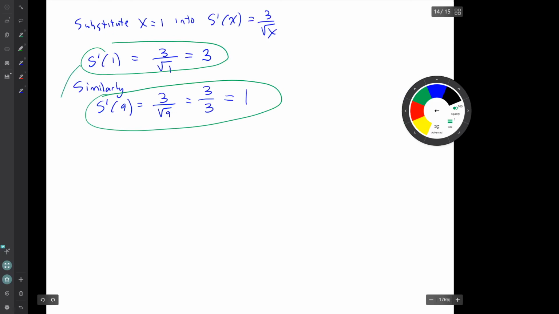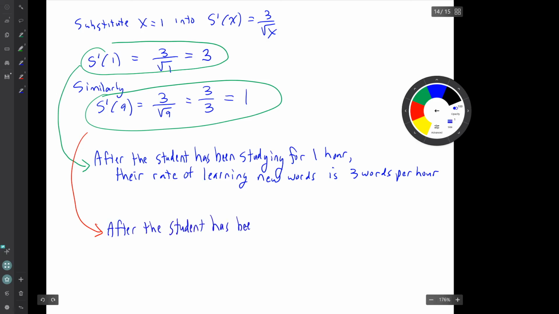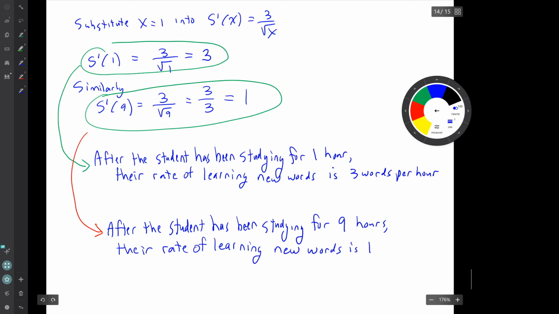What this sentence tells us is that after the student has been studying for 1 hour, their rate of learning new words is 3 new words per hour of studying. And this result tells us that after the students have been studying for 9 hours, their rate of learning new words is 1 new word per hour. Let's go on to the next part.